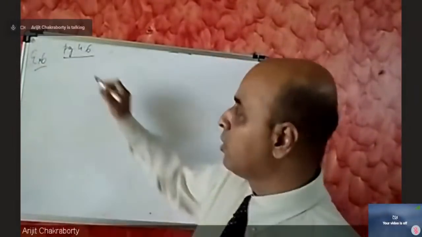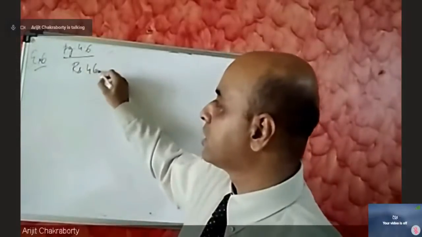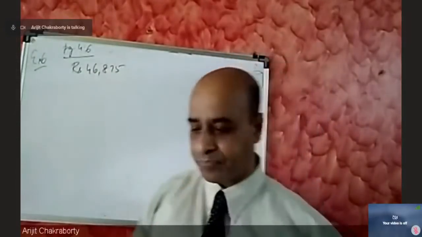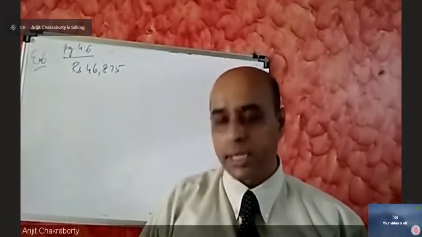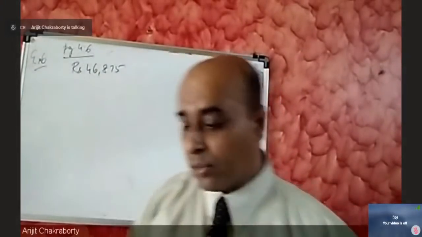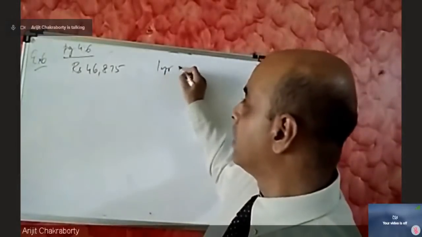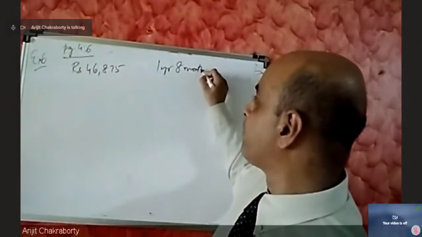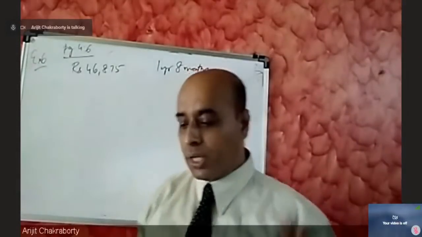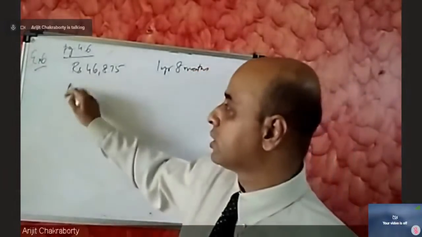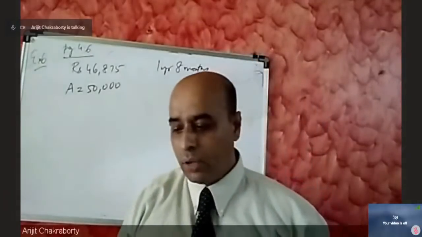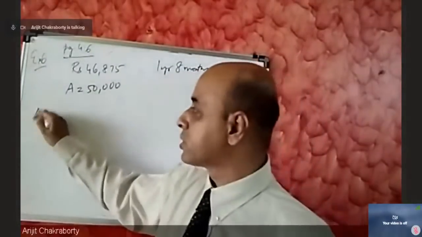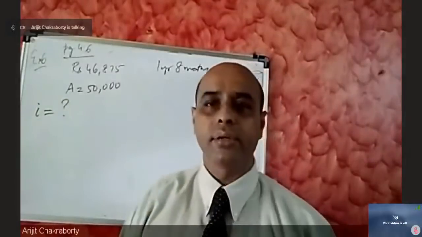The question is: a sum of rupees 46,875 was lent out at a simple interest rate, and at the end of 1 year, 8 months, the total amount was 50,000. We have to find out the interest rate. We don't know the interest rate.